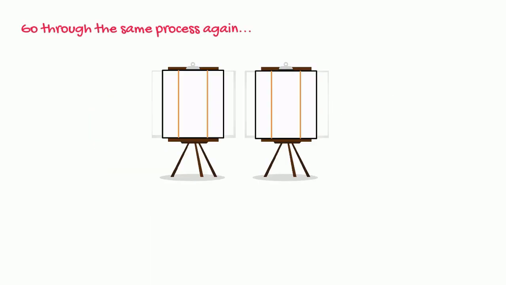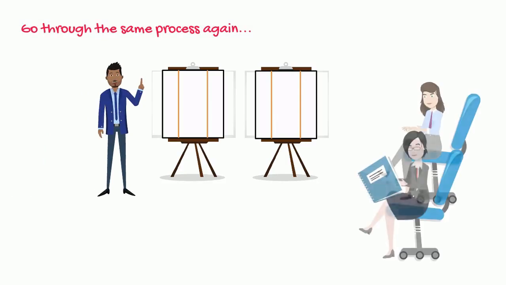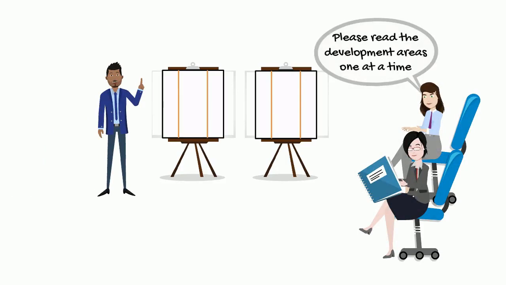Once they are finished, repeat the process of having each one stand next to their easel while you and the other person sit in front of them. The person sitting next to you reads out the other person's areas for development one at a time from their notebook.